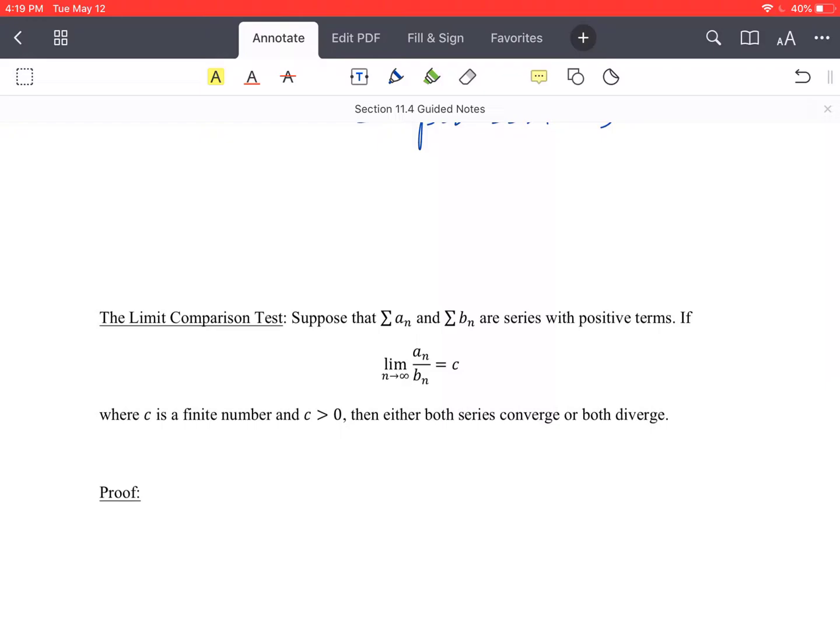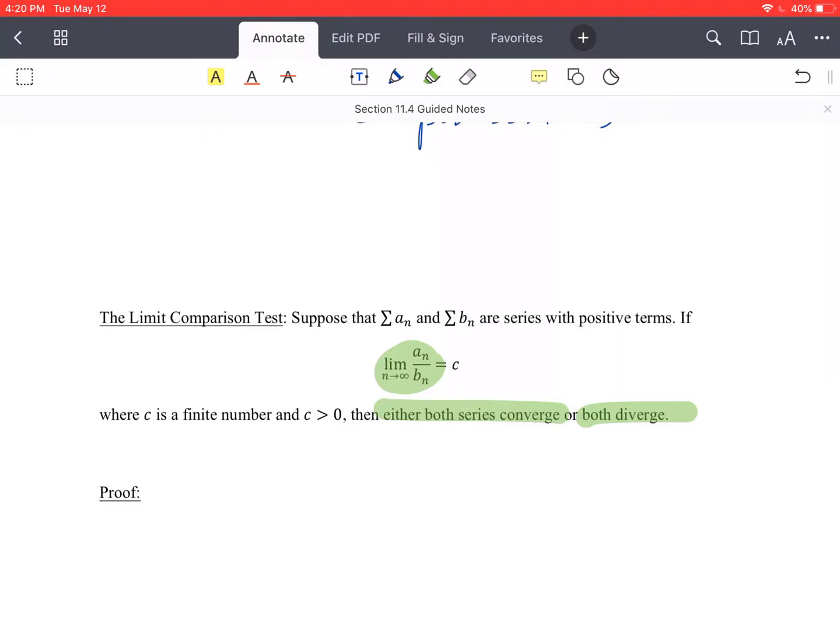or both diverge. Okay, so this is going to be helpful when looking at two series side by side because we can just take a limit of their quotient, and then this doesn't tell us whether they converge or diverge, but it tells us that they will both do the same thing. So either both converge or both diverge. And so then if we can determine convergence or divergence of one of them, that automatically tells us what happens with the other one. Okay.